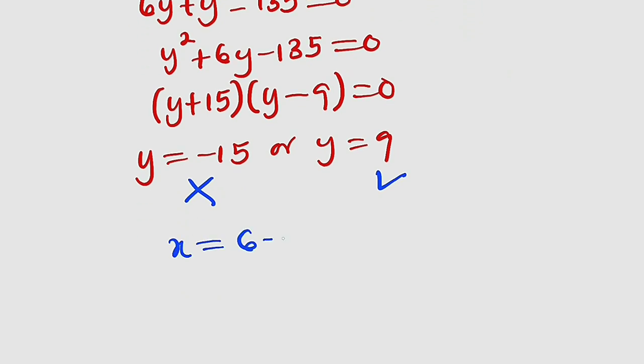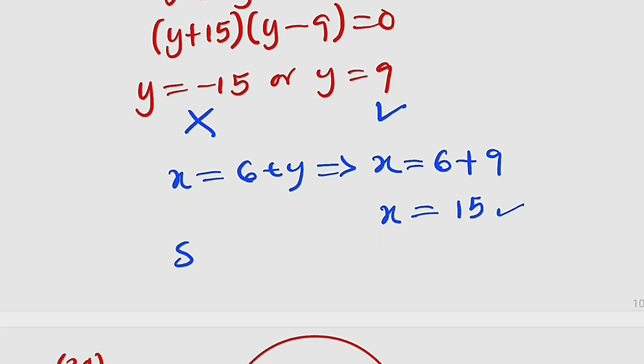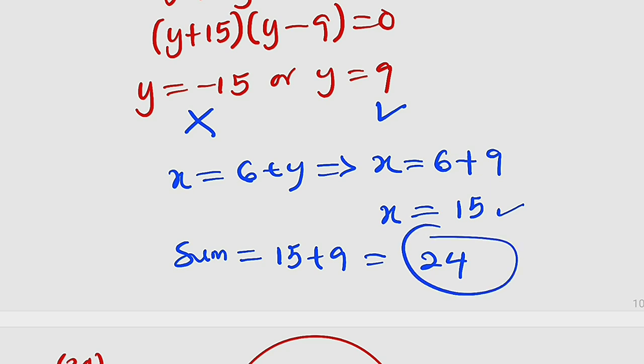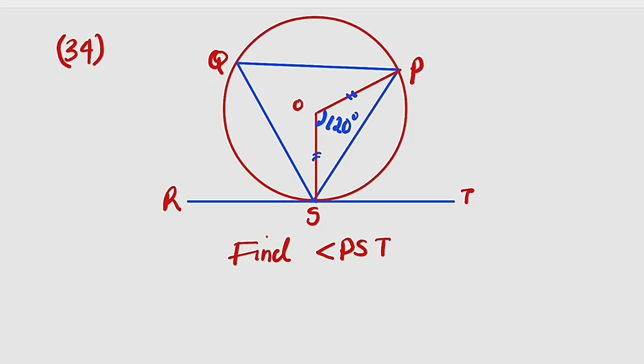X equals 6 plus y, which implies that x equals 6 plus 9, right? So x is equal to 15. So you can see that x is 15 and y is 9, but we're talking about the sum. The sum will be what? 15 plus 9, which is equal to 24. You see that? The sum of their ages is 24. As simple as that. Now let us move on to question number 34.